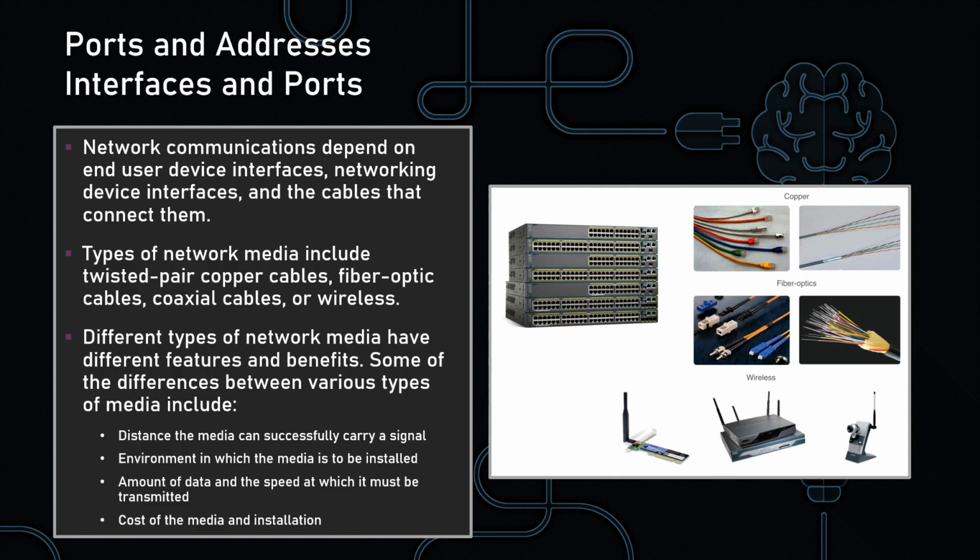Now, different types of network media, of course, have different features. They also have different benefits: the amount of distance they can cover, the amount of speed they traditionally handle, security options, etc. The things we need to consider are how fast can the media successfully carry a signal, in what environment will it be installed, things like the bend radius would come in at that point, the amount of data and speed that must be transmitted, and the cost of the media and installation.